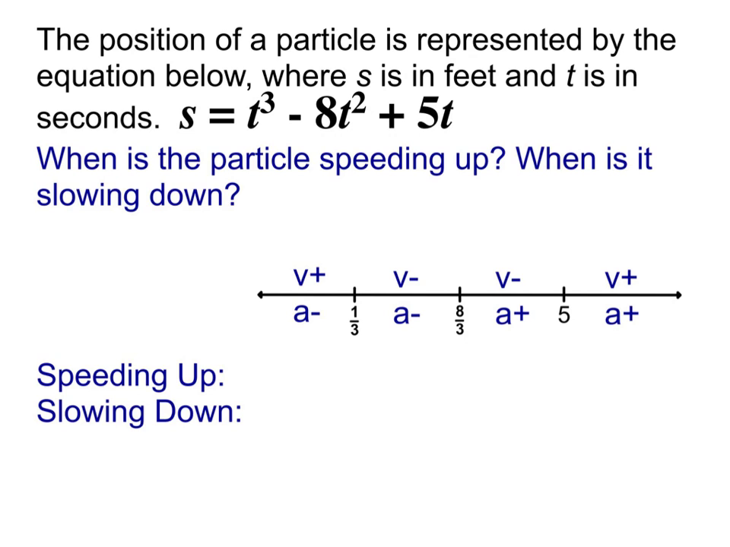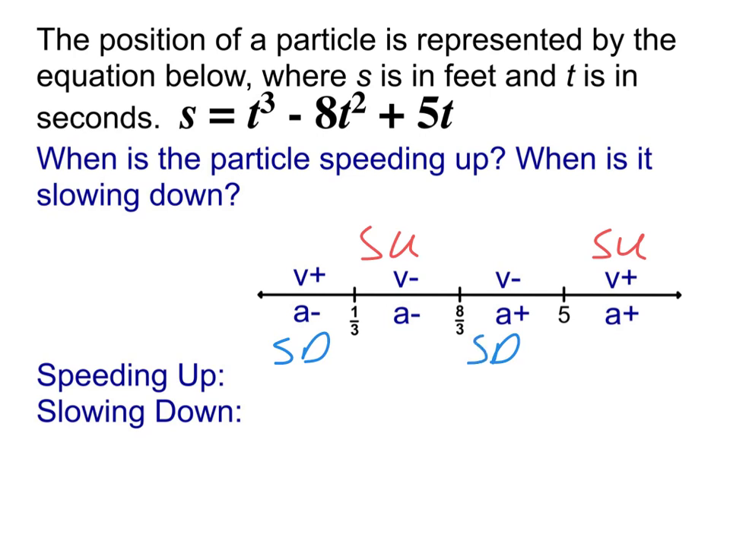I still have to say where it is speeding up and where it is slowing down. Now, looking at our picture, it's not too hard to tell, I hope. Because remember, for it to be speeding up, the signs have to be the same. So I have speeding up here and here. So speeding up, and then it is slowing down wherever the signs are different.